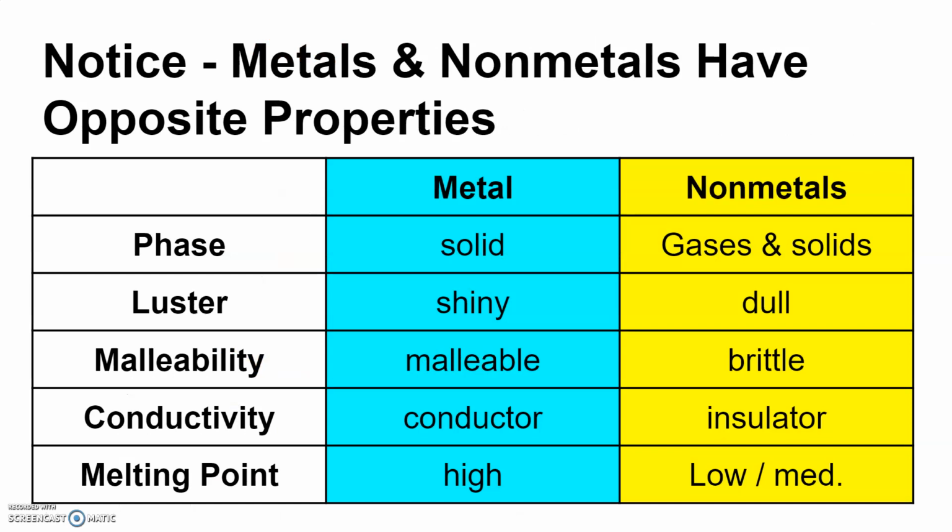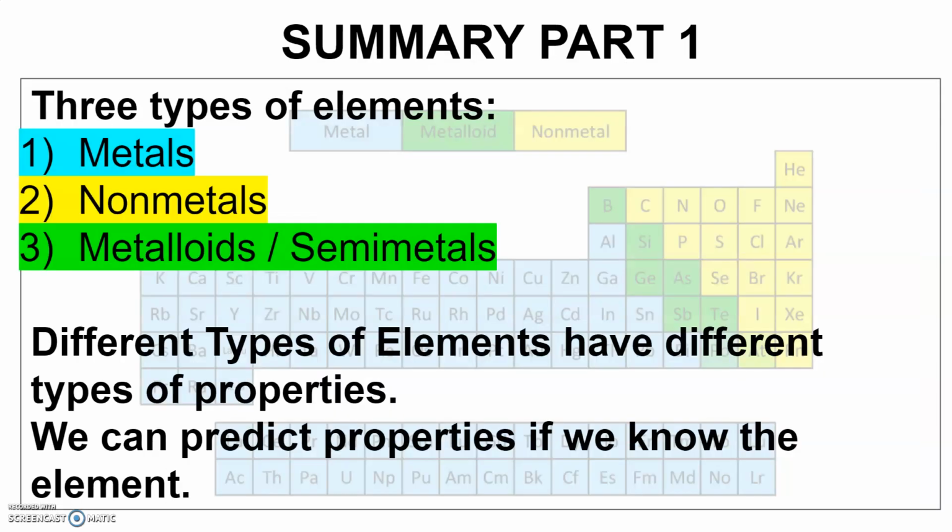One thing you may notice is that if you compare the metals and nonmetals, they have opposite properties. For example, metals are shiny and nonmetals are dull. Metals are typically good conductors and nonmetals are insulators. So one thing to know is that their properties are opposite, and that will come more into light in this unit, Unit 4.